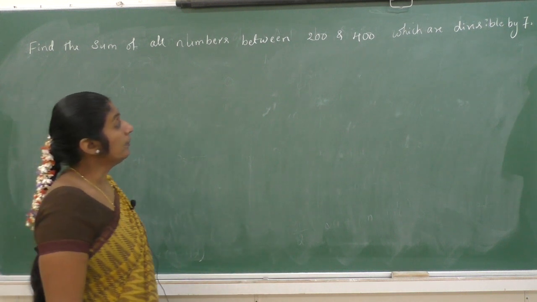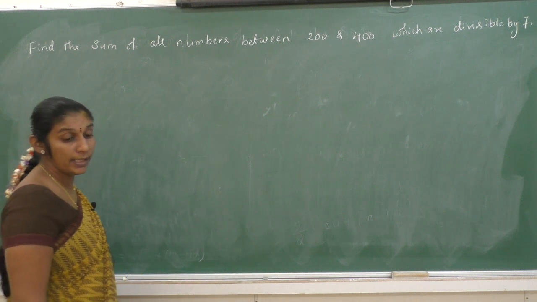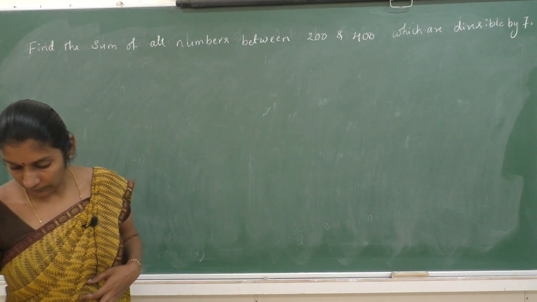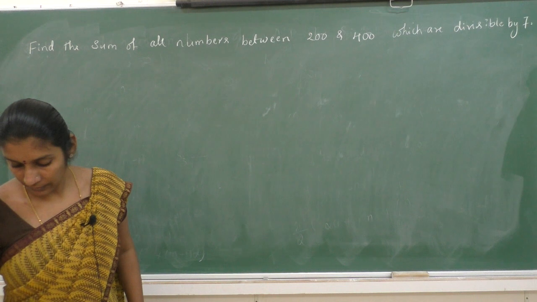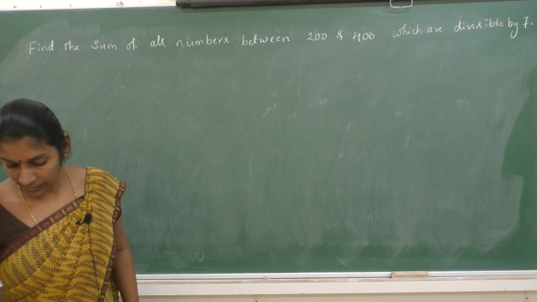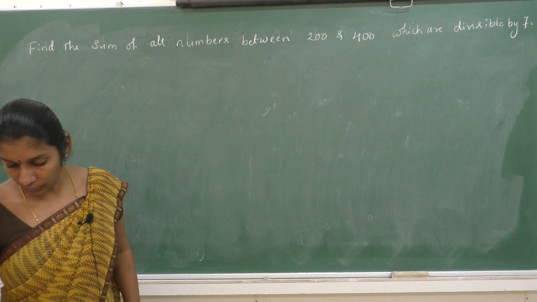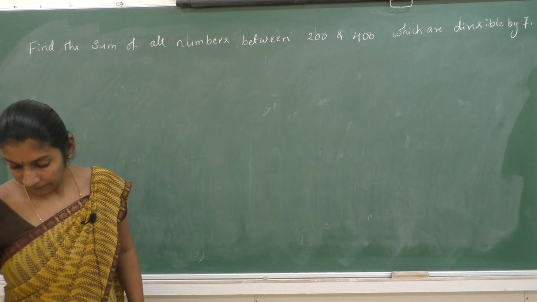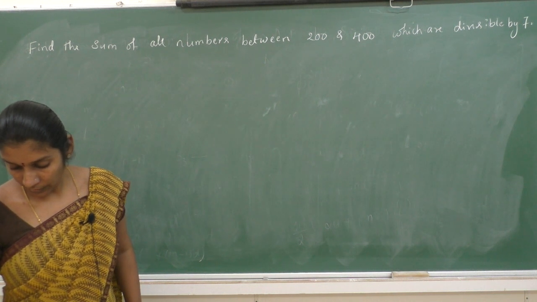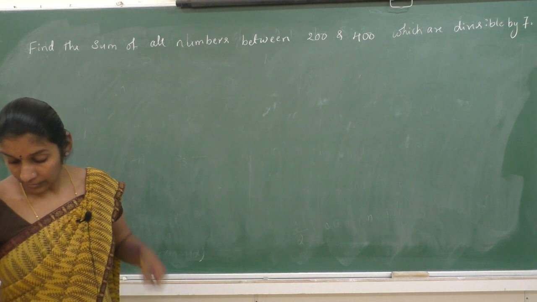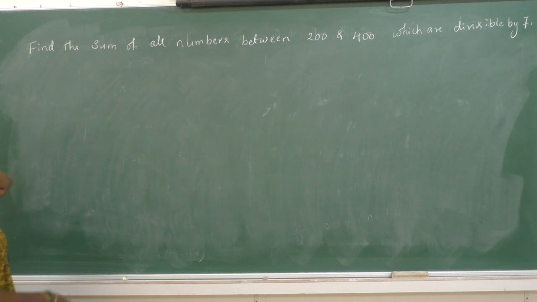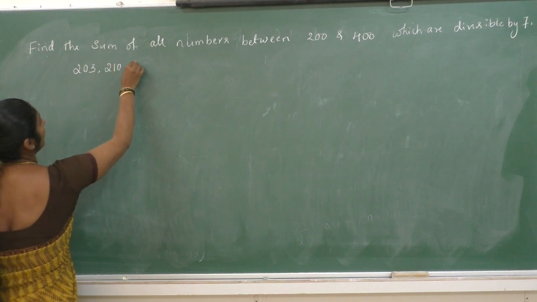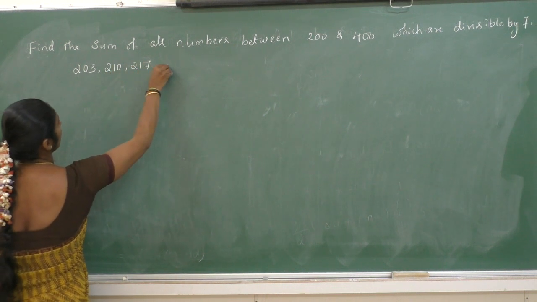So between 200 and 400, 200 is not divisible by 7. 201 is not divisible by 7. 202 is not. 203 divided by 7, 203 is divisible by 7. So, the first number is 203. Second number is 210. Then 217 and it goes on.